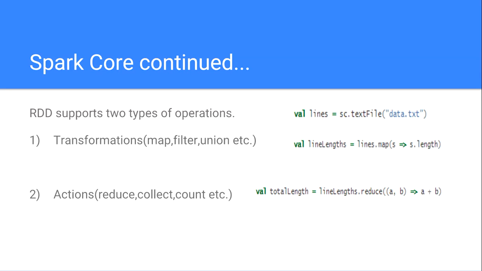which simply stores the length of every line. And here we have used a map function. So from this RDD we can reduce the total length of the file by using a reduce method.